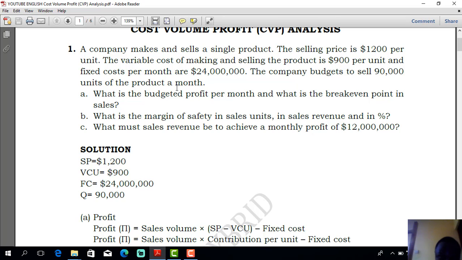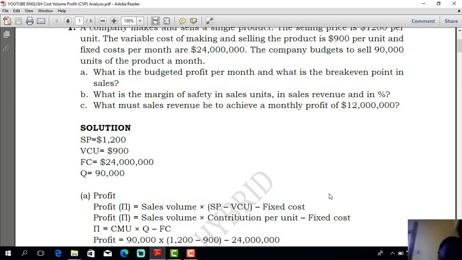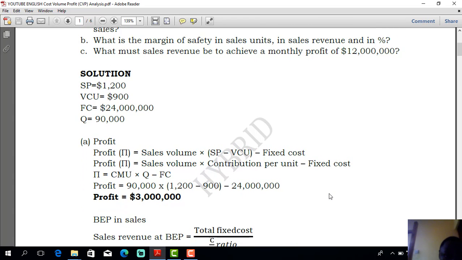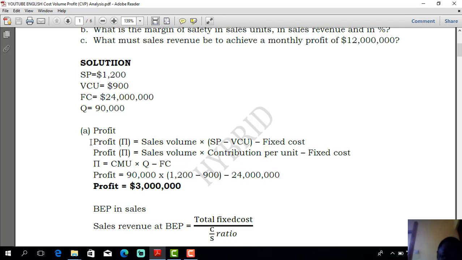So let's go directly to what we are required. A, we are told to compute the budgeted profit per month as well as the break-even point in sales. So here we go. How do you obtain profit? We all know that profit equals sales minus cost, but our cost here can be broken down into fixed and variable costs.